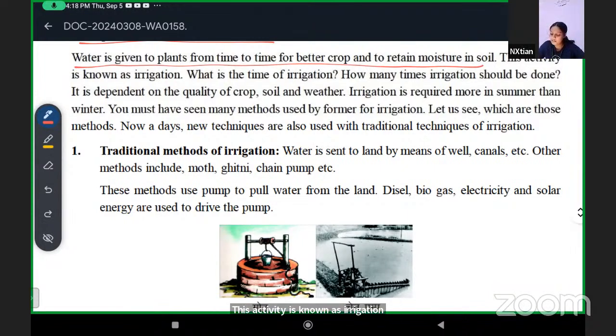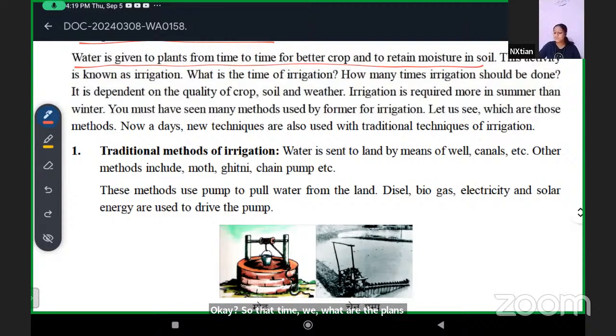How many times should irrigation be done? That depends on the plant, the crop, its quality, its soil, and the weather. If it is rainy season, we will not water the crops 3 times a day. We will not water the crops 2 or 3 times because rain is also coming every 1 or 2 days. So at that time we water the plants less.